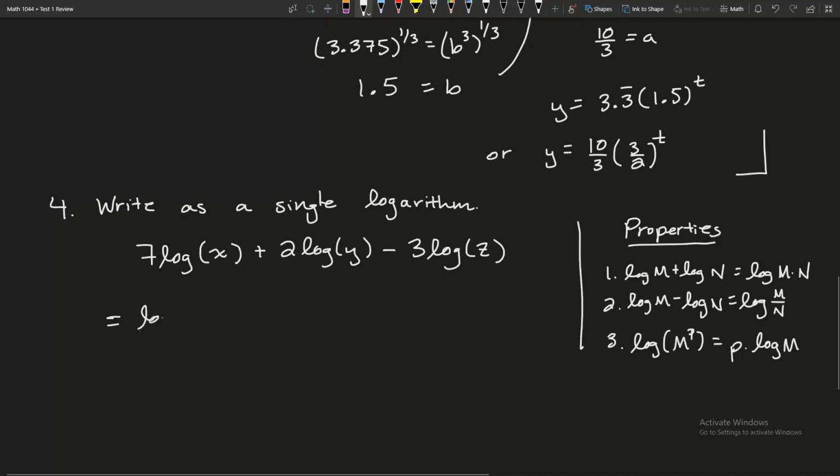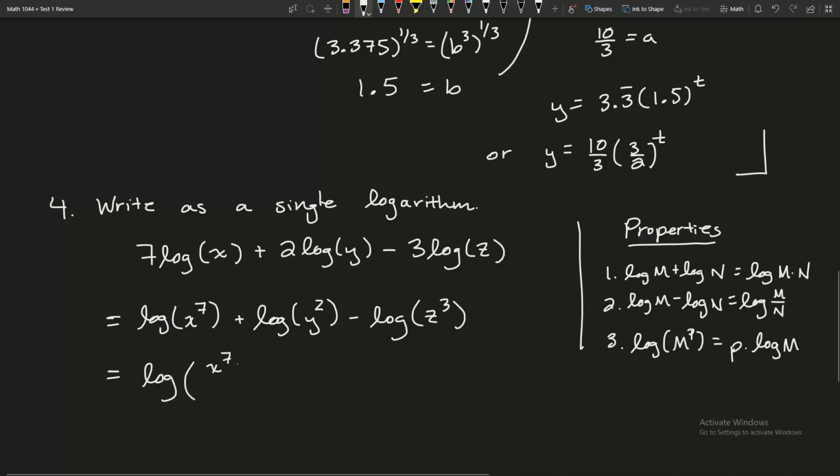So I have the log of x to the 7th plus the log of y squared minus the log of z to the 3rd power. And now that's where we're going to be able to write this as a single logarithm. I can multiply the x to the 7th by the y squared, and then divide by the z cubed. So I get the log of x to the 7th y squared over z cubed. And that's it for number 4 here.